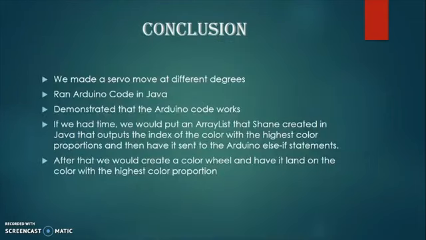Conclusion. We made a servo move to different positions, ran the Arduino code in Java, and demonstrated that the Arduino code works. If we had time, we would put in an array list that Shane created in Java that outputs the index of the color with the highest color proportions and have it sent to Arduino and the else if statements. After that, we would create a color wheel and have it land on the color with the highest color proportions.